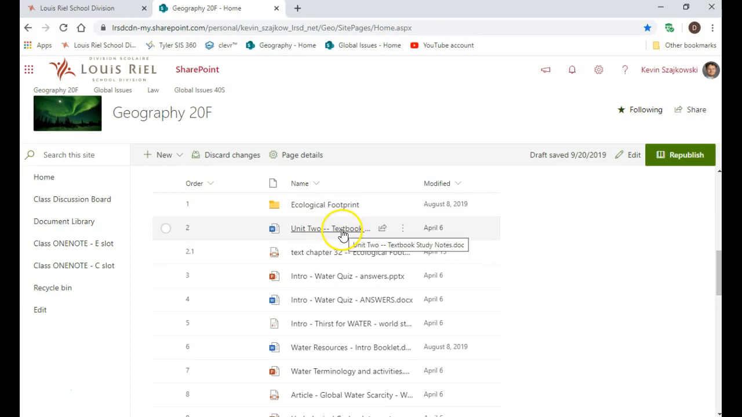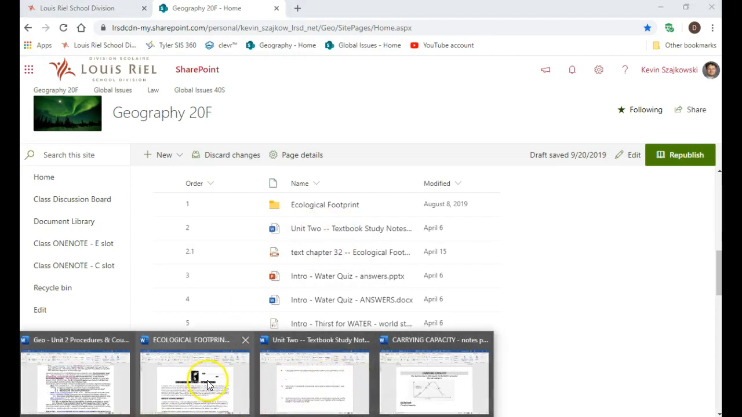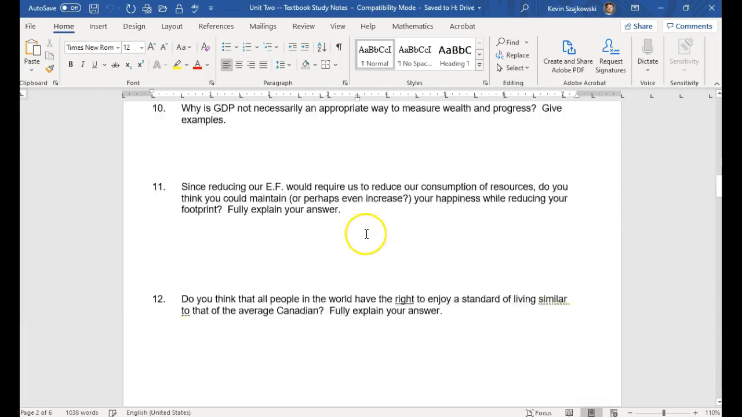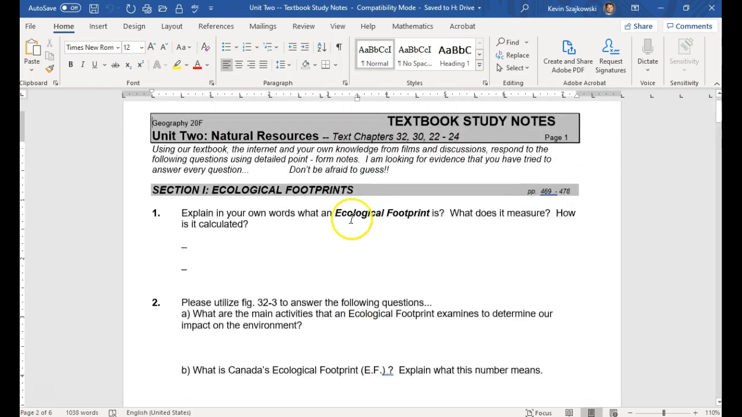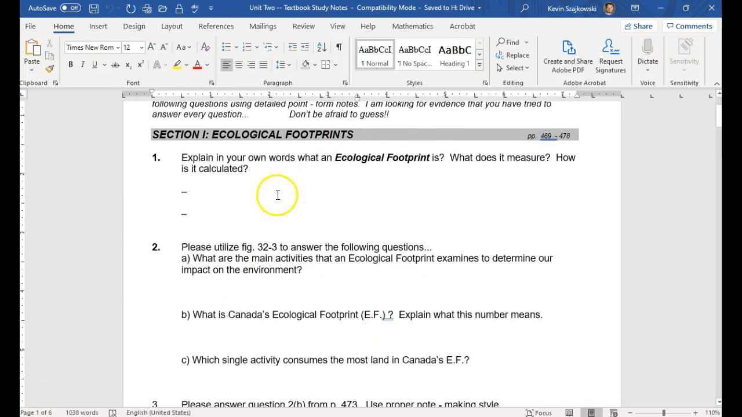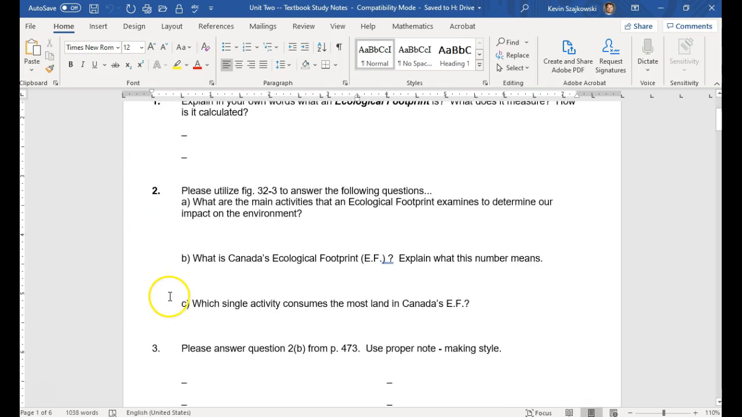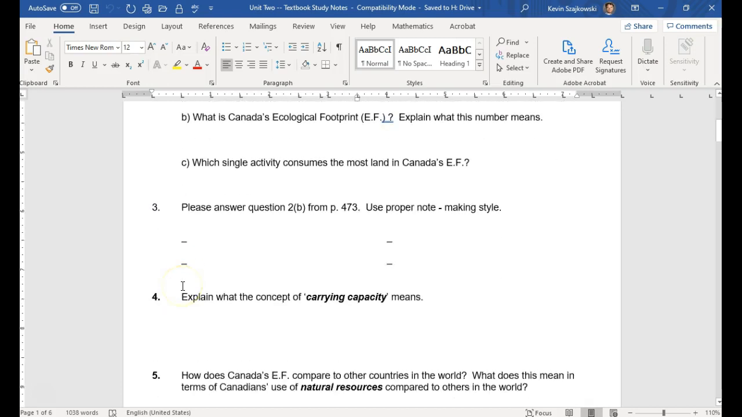Now, the one thing that I will mention is that we have asked you to do Unit 2 textbook study notes. This is the file right here. This is what it looks like when you open it up. And up until now, I've asked you simply to do questions 1 and 2. These two numbers are bolded, and those are two questions that I've asked you to start with this past week. And I'm hoping that those are done.